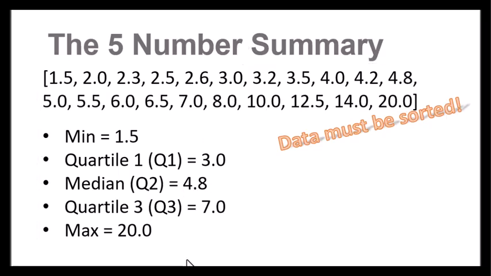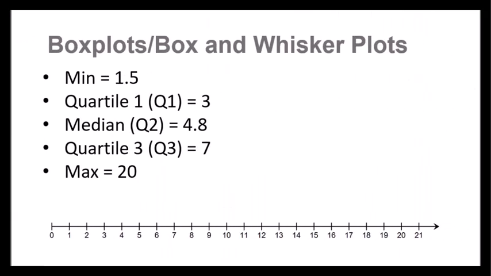So we might just look at the 5-number summary on its own, but it can be really helpful to actually plot these values on a number line and create what's called a box plot. So if I take this 5-number summary and create a number line, I'm just going to plot each of these values as a little line on the number line, and then I'm going to draw a box plot.